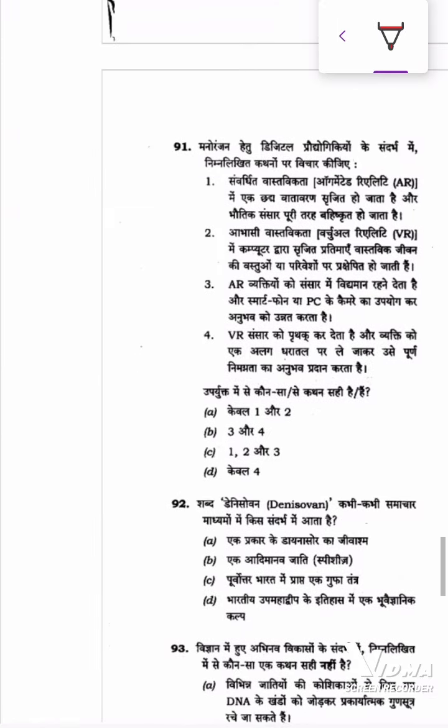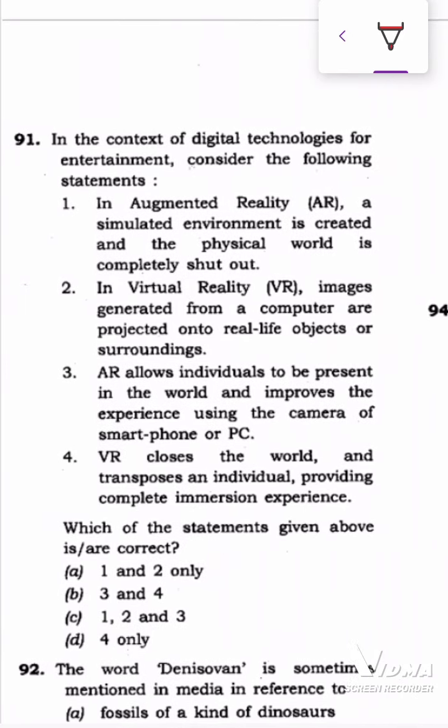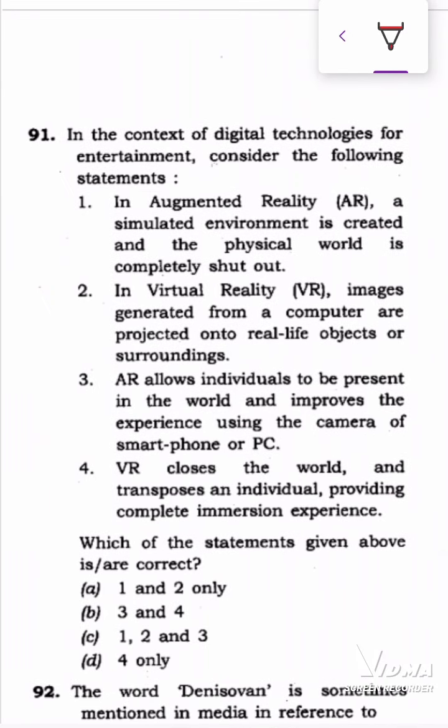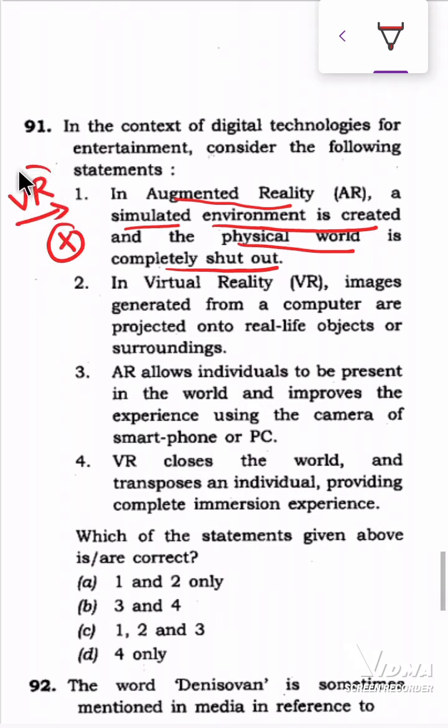Let's go to question number 91. In the context of digital technologies for entertainment, consider the following statements. In augmented reality, a simulated environment is created and the physical world is completely shut out. Actually, this is not right. This is true with reference to virtual reality. It is in virtual reality that a simulated environment is created and the physical world is completely shut out. So this statement is not right.